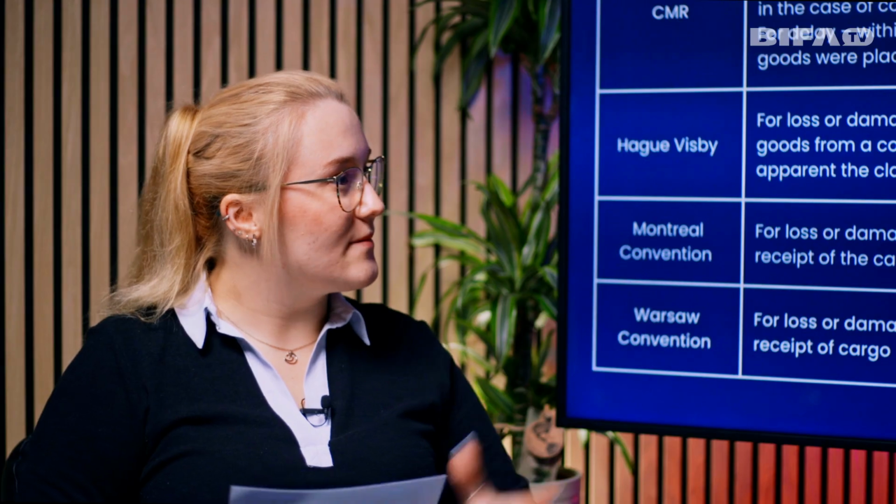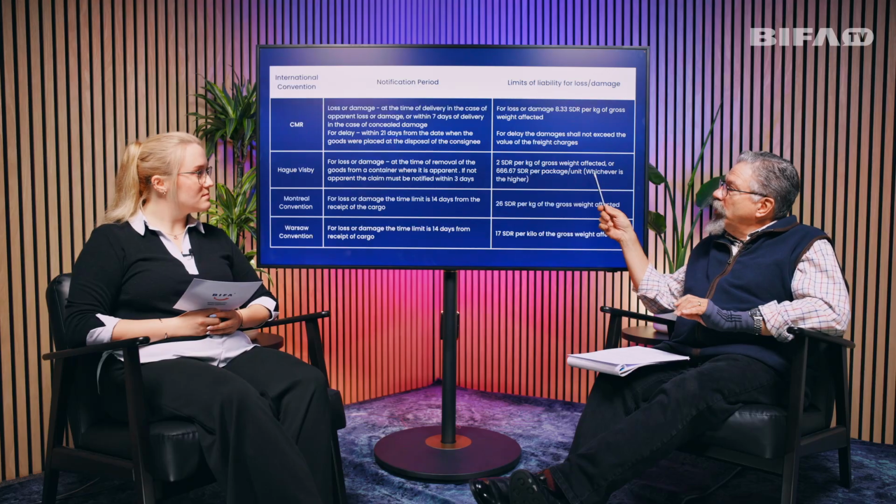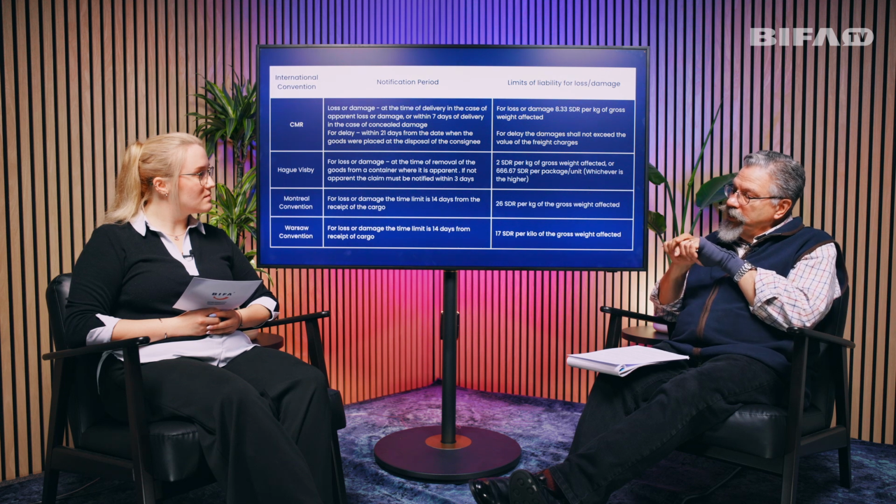So we've looked at these conventions, and I know you briefly mentioned the B for STC. What are the time periods in those? The time period in BFA is 14 days, for the client to make the initial claim to us. So that's the first thing. The limit of liability is 2 SDR a kilo.